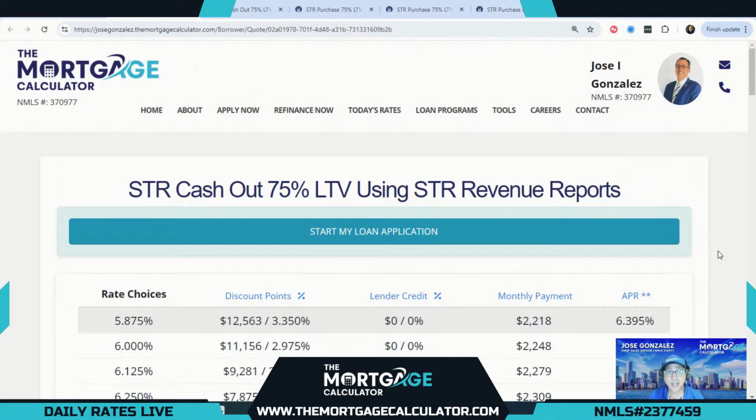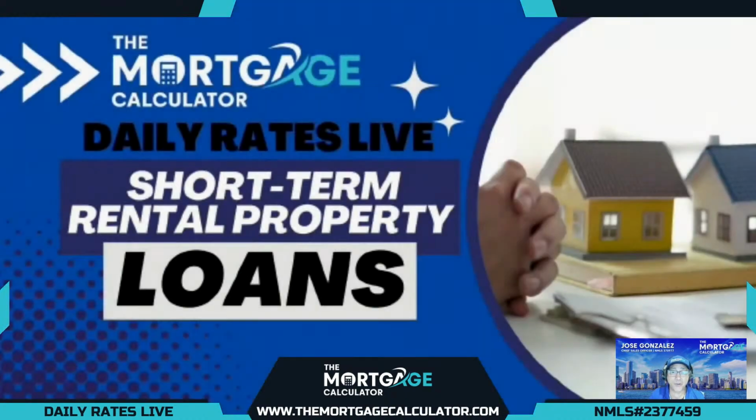So look to the mortgage calculator for all your short-term rental property financing needs.